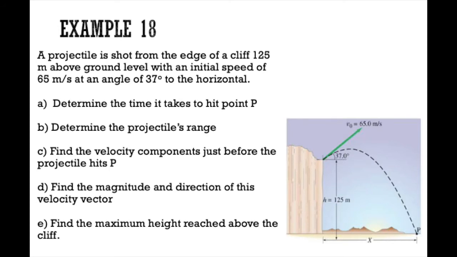Example 18, a projectile is shot from the edge of a cliff 125 meters above ground level with an initial speed of 65 meters per second at an angle of 37 degrees to the horizontal. A, determine the time it takes to hit point P. B, determine the projectile's range. C, find the velocity components just before the projectile hits P. D, find the magnitude and the direction of this velocity vector. And E, find the maximum height reached above the cliff.